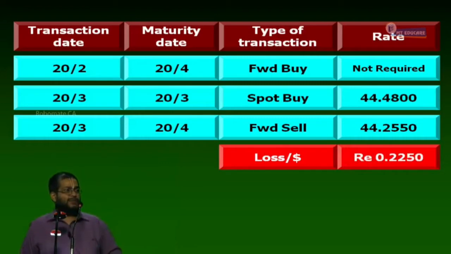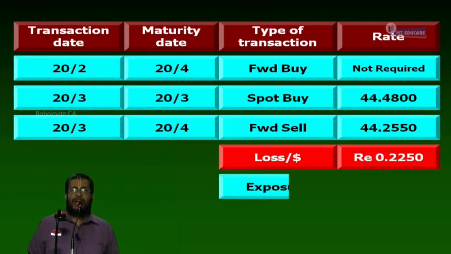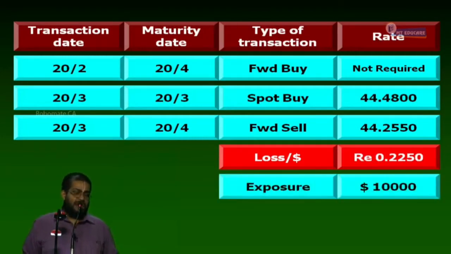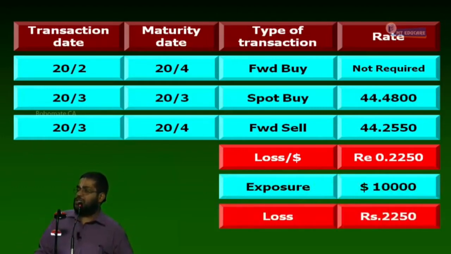The loss per dollar is 0.2250. And how many dollars I had exposure? $10,000. The exposure is $10,000. Tell me the loss amount. The amount of loss is 2,250 rupees. The loss amount is 2,250 rupees.